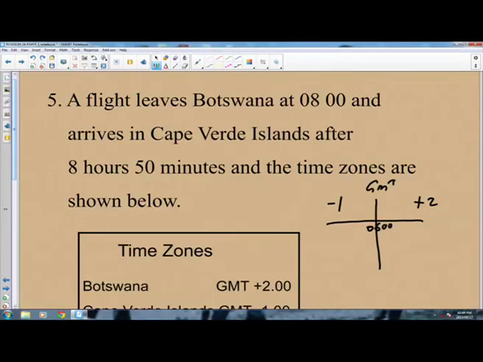So it is 0800 minus 2, giving us 0600 at GMT. And then what about the time at Cape Verde Islands? It's 0600 minus 1. So at the Cape Verde Islands, at that time when Botswana was 8 o'clock, it's 0500, because it's 1 hour behind the GMT time. So by the time the plane leaves Botswana, that is 8 o'clock, GMT time is 0600, and the time in Cape Verde Islands is 0500.